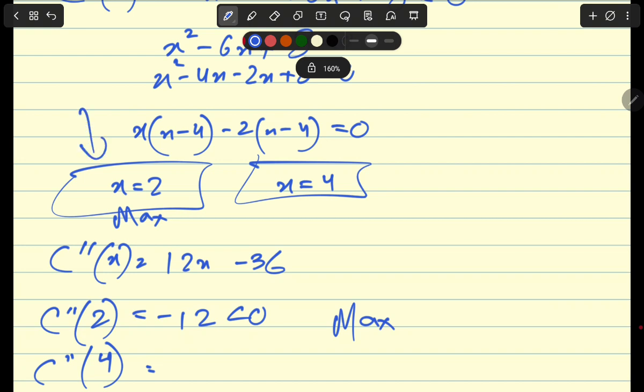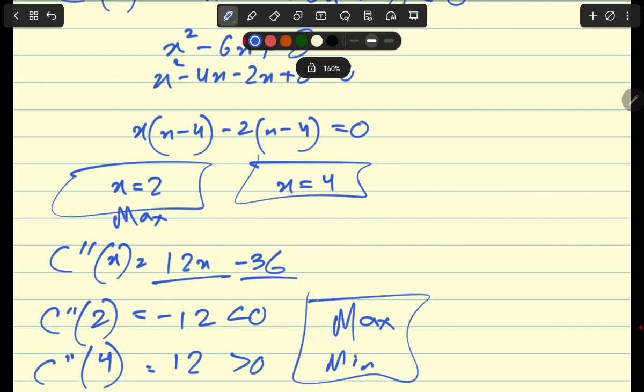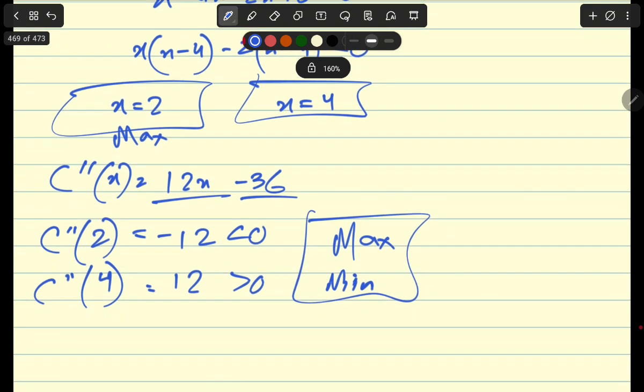Or the units could be in thousands or tens of thousands, right? So at 4, this is going to be equal to 48 minus 36, which is plus 12, which is greater than 0 and hence minimum. And we have already done earlier in the lesson why maximum and minimum reveal the nature, right? So we have to find the minimum cost.